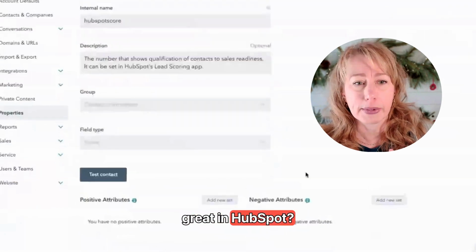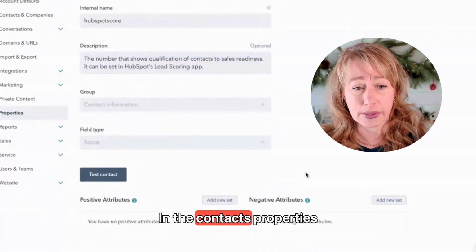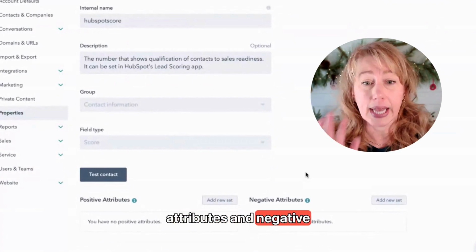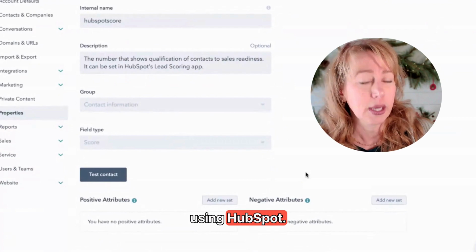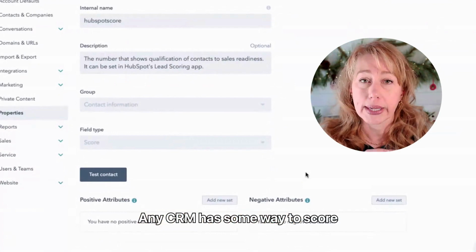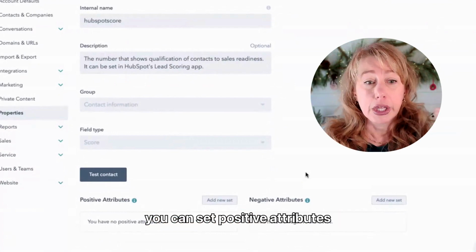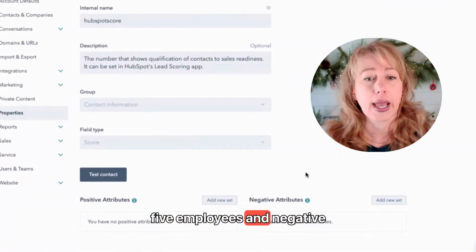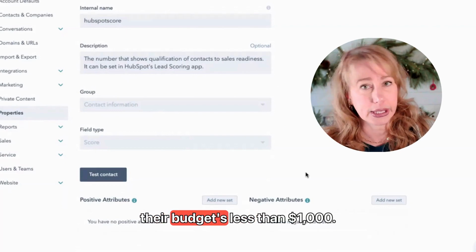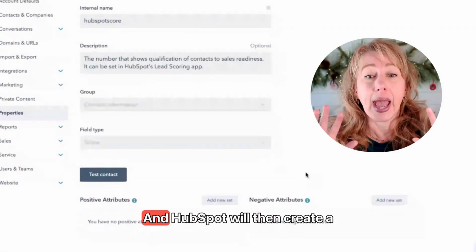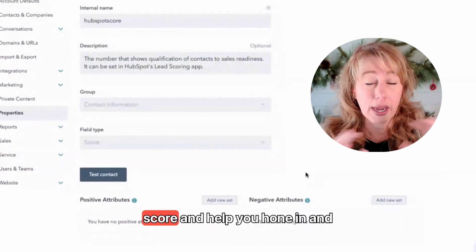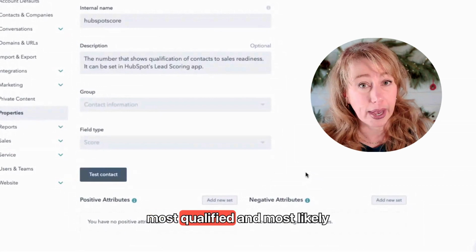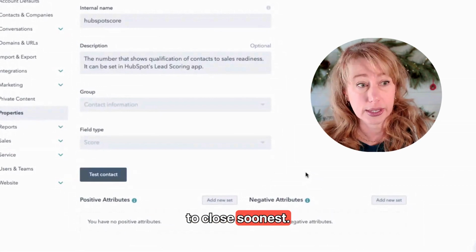Great. In HubSpot, in the contact properties, down at the bottom, there are these positive attributes and negative attributes. Now, you don't have to be using HubSpot. Any CRM has some way to score your leads. But in HubSpot, you can set positive attributes like this company has more than 5 employees, and negative attributes like, oh, their budget's less than $1,000. And HubSpot will then create a score and help you hone in and focus in on those leads that are most qualified and most likely to close soonest.